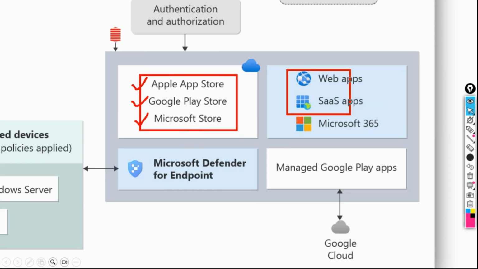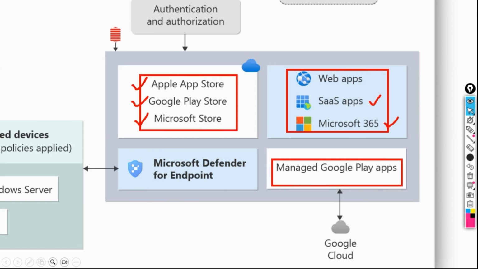Then this web application. So if, for example, you have your own legacy application that you want to push through Intune, you can do it. Then you have SaaS applications, which work as software as a service, that can also be utilized. And then you have integration of Microsoft 365. So all applications coming from 365, your Outlook, your Excel, and all sorts of things which are part of the 365 family, that can also be integrated. Then you have managed Google Play applications as well, so that you can utilize.